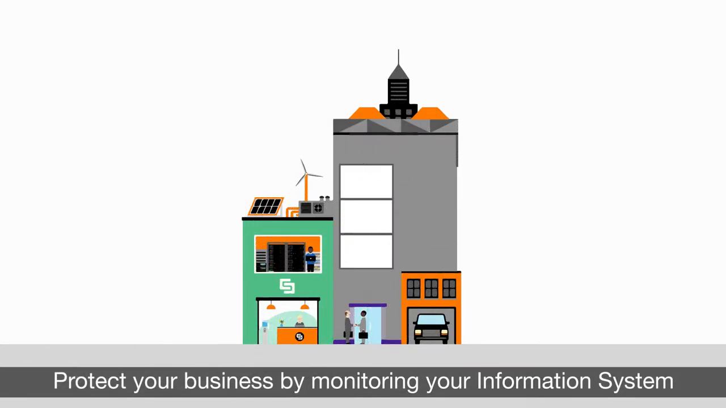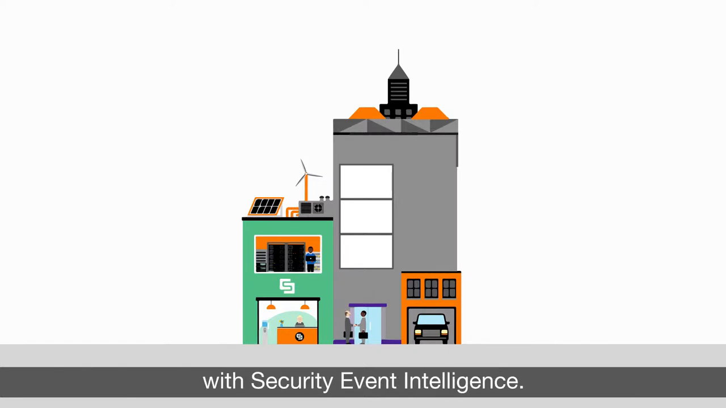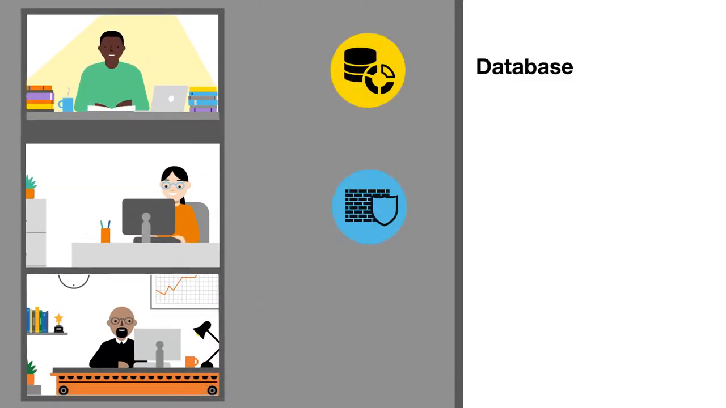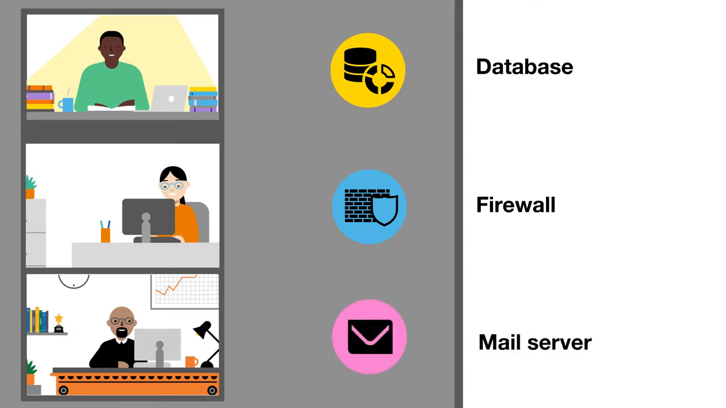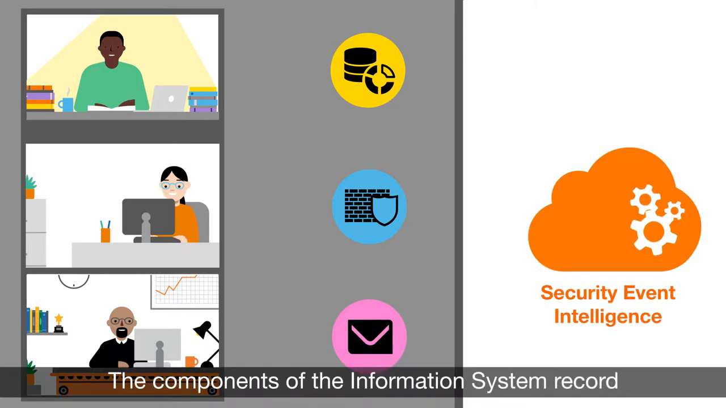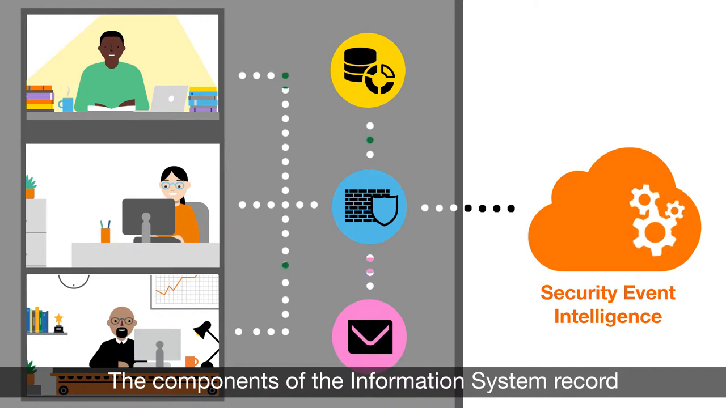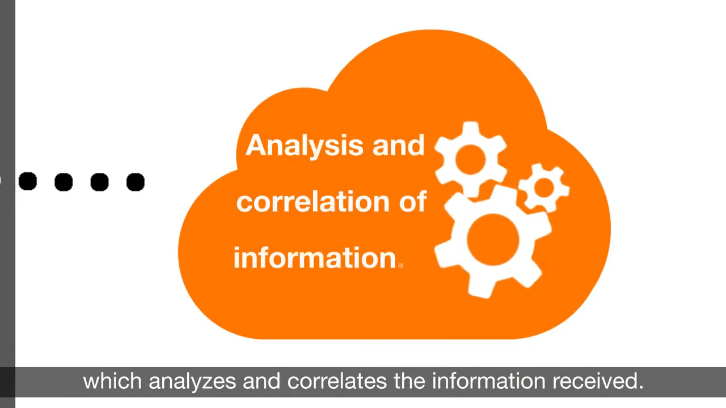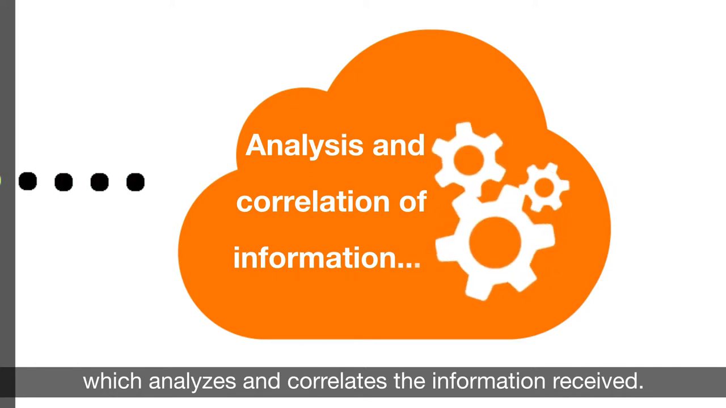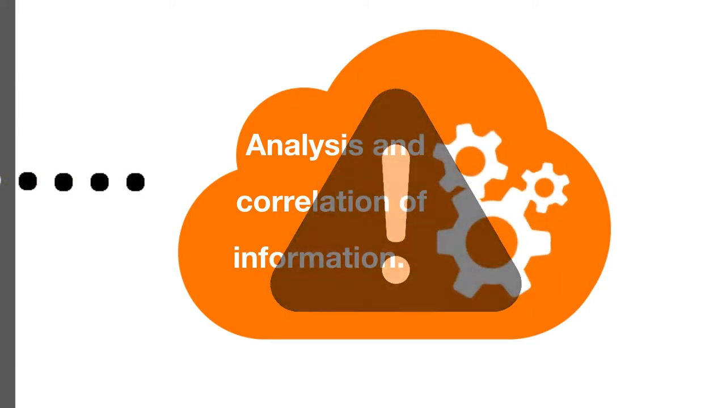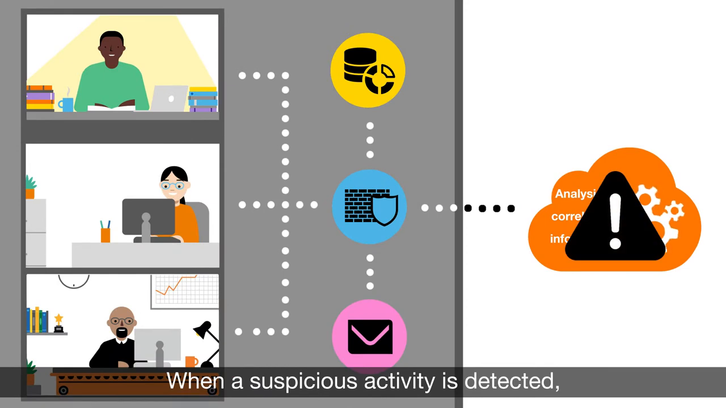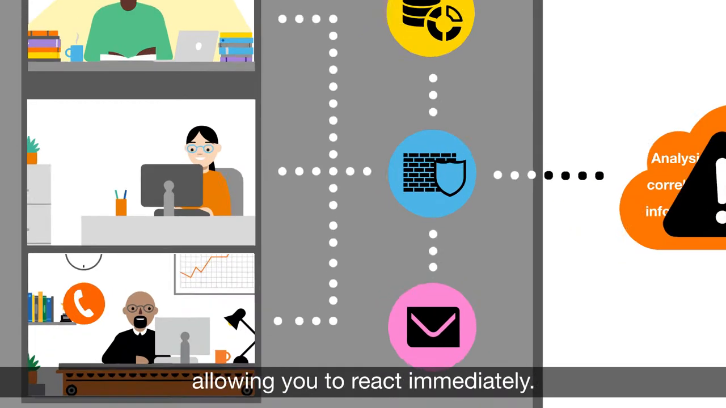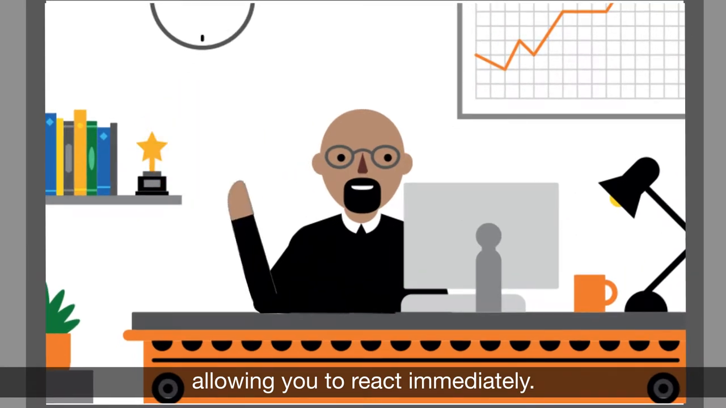Protect your business by monitoring your information system with Security Event Intelligence. The components of the information system record each action and send them to Security Event Intelligence, which analyzes and correlates the information received. When a suspicious activity is detected, Security Event Intelligence alerts you, allowing you to react immediately.